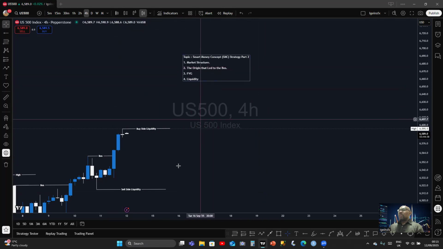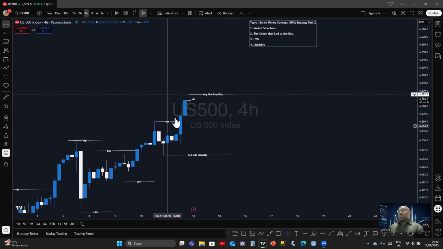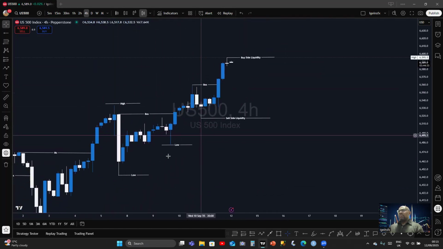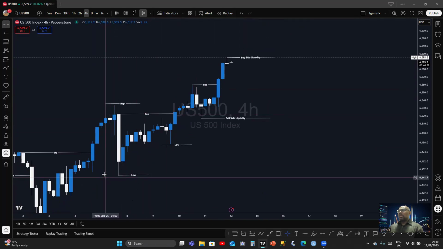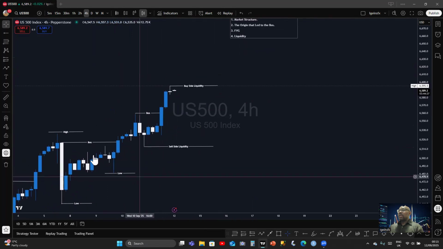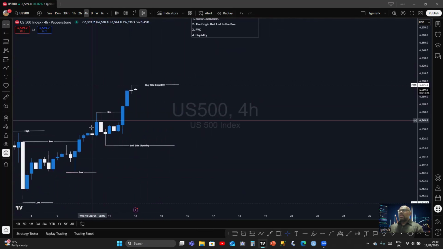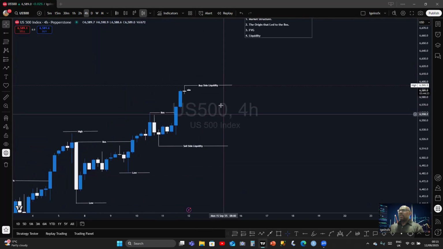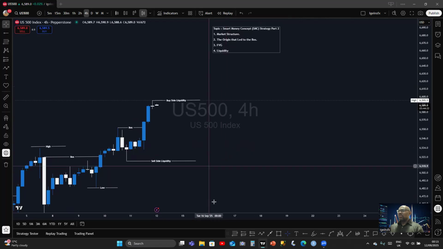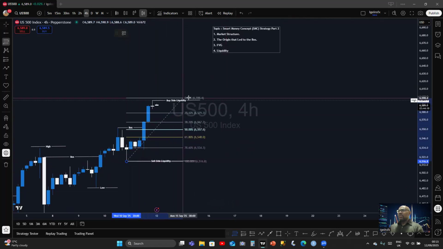So we've talked about market structure. You must know how to read it. You must know where break of structure is. You must know how when price is pulling back. Now that price is here, all we need to do is get the range from here to this point.